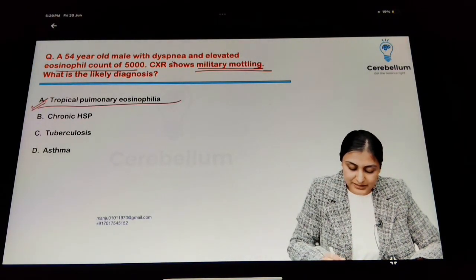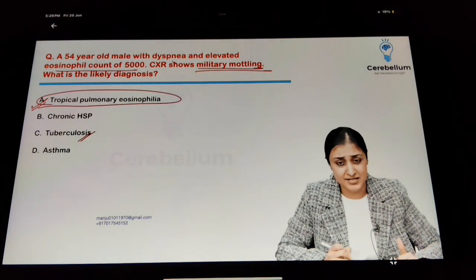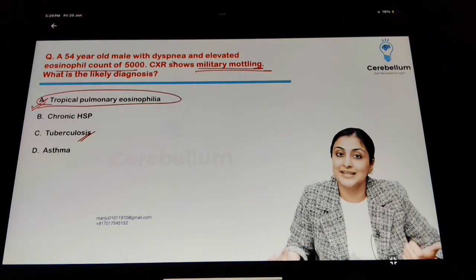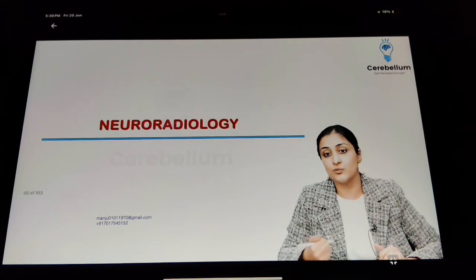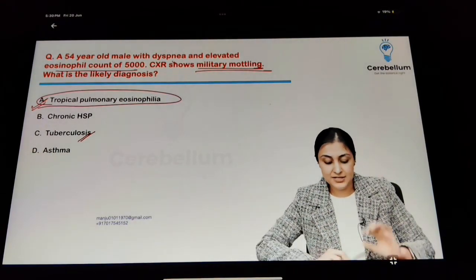54-year-old male, dyspnea, eosinophilia with miliary, not military, miliary mottling. What is it? Tropical pulmonary eosinophilia. Just so that you don't have to be biased about TB: the moment you see miliary, don't mark TB. If it's eosinophilia, it's Loeffler syndrome or tropical pulmonary eosinophilia. So that is it for thoracic radiology.